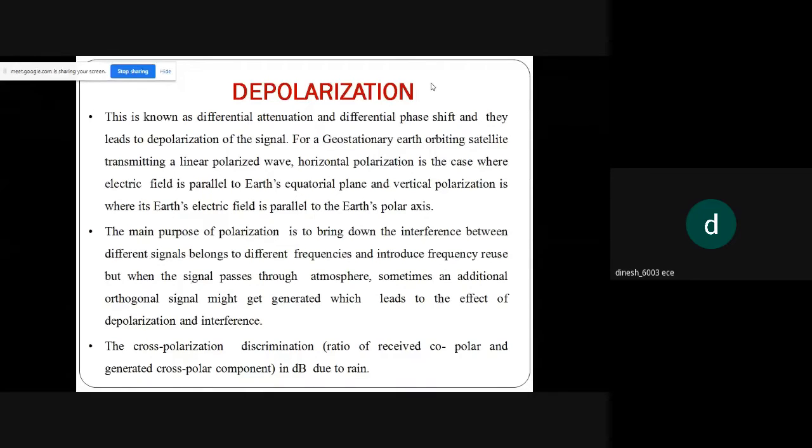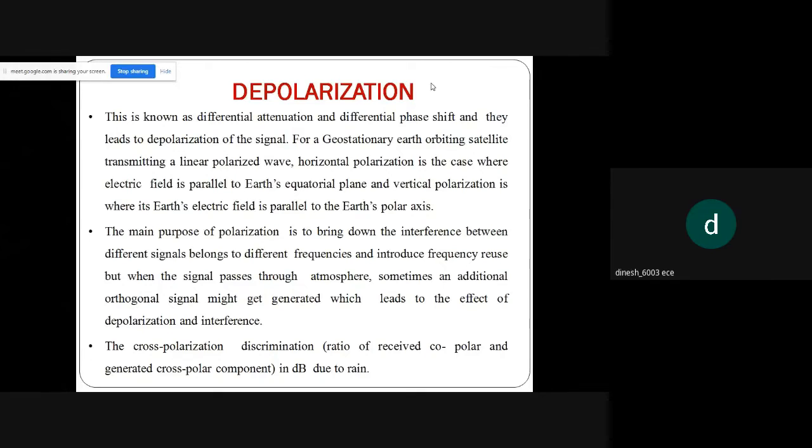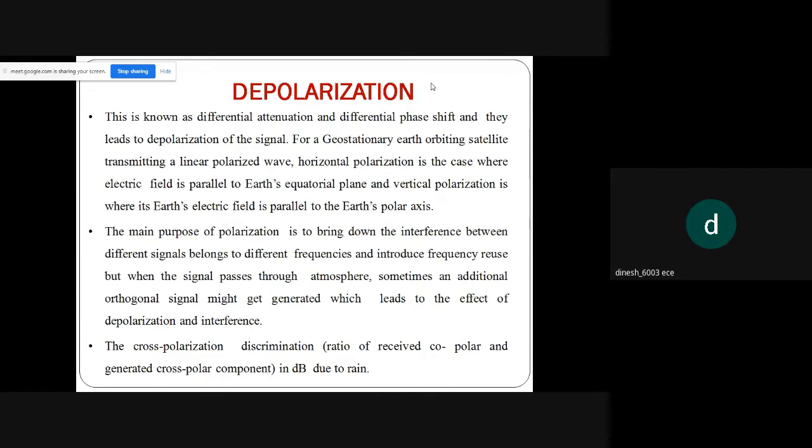When the signal passes through the atmosphere, sometimes an additional orthogonal signal might be generated that leads to the effect of depolarization and interference. The cross polarization discrimination is the ratio of the received copolar signal to the generated cross polar signal, measured in decibels.